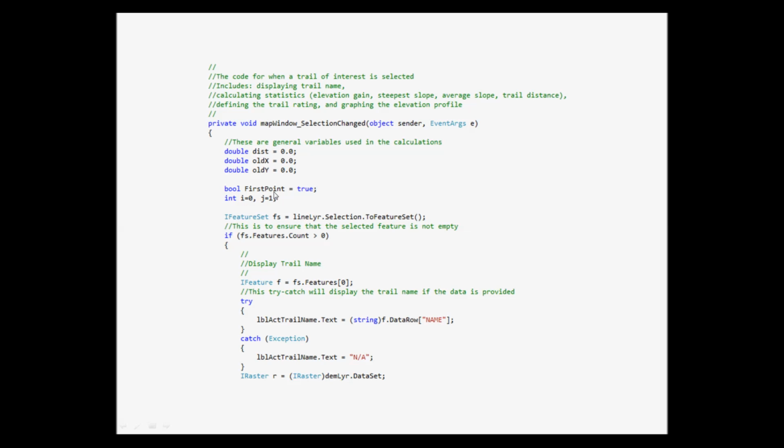Some like these are just counting variables, creates a boolean, some other stuff like that. It also will test to see, it sets the line layer that you selected to the feature set, an IFeatureSet, and it checks to make sure that feature set is not empty. If it's not empty, then it runs the function.